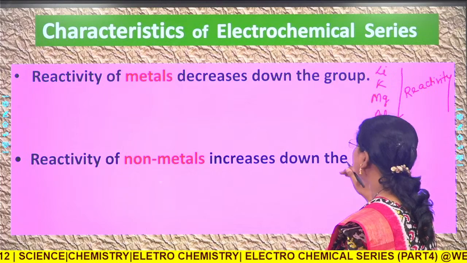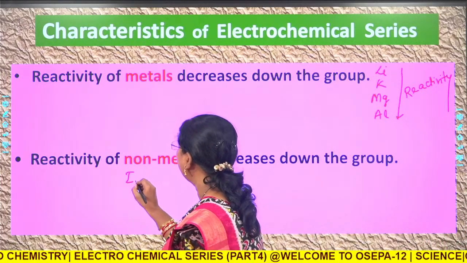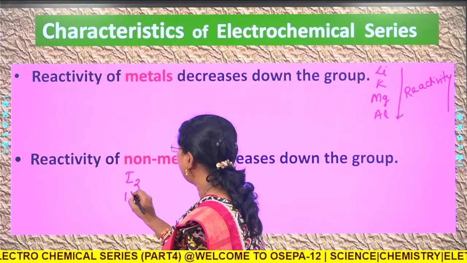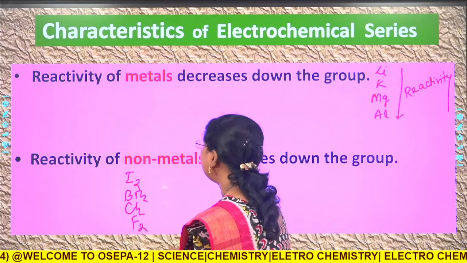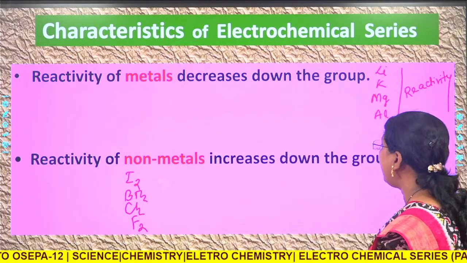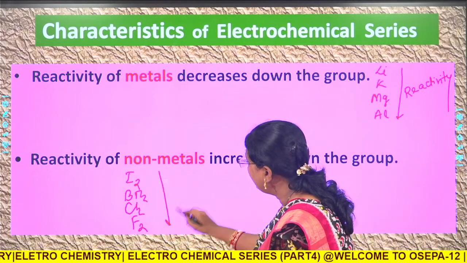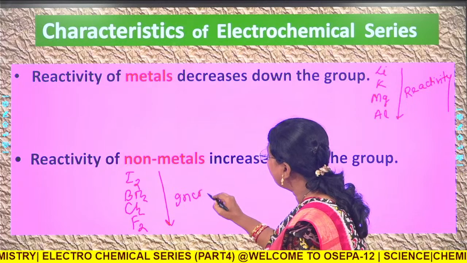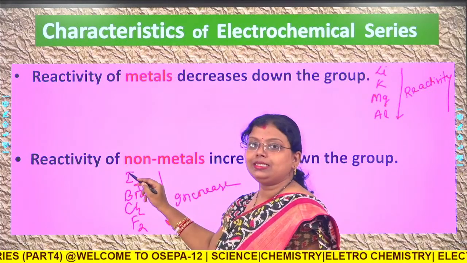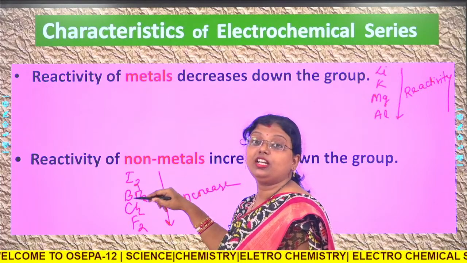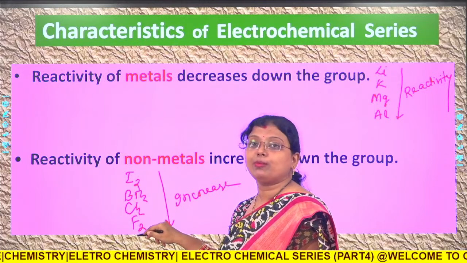So it will increase down the group. That means iodine, bromine, chlorine, fluorine. These are the non-metals. If you consider the reactivity, then the reactivity of these non-metals will increase in this order down the group. If you see the electrochemical series, you will find iodine first, then bromine, then chlorine, and fluorine is placed at the bottom of the series.